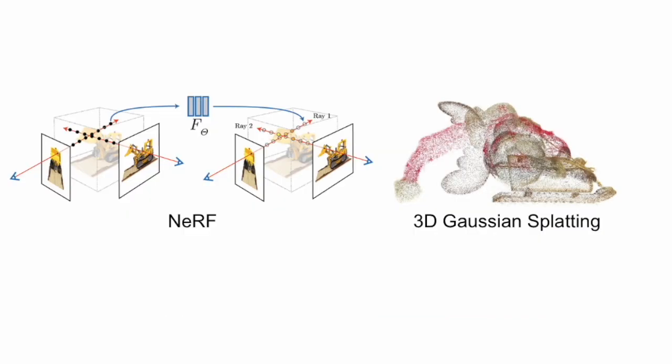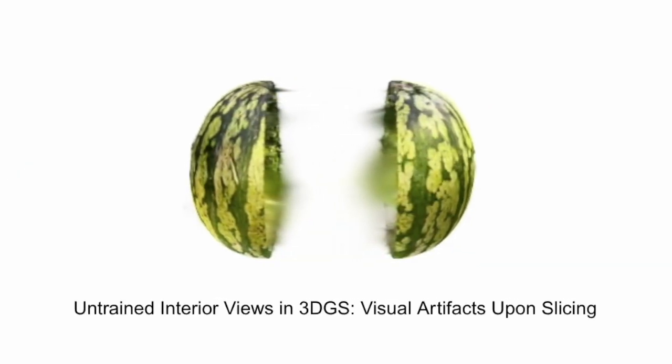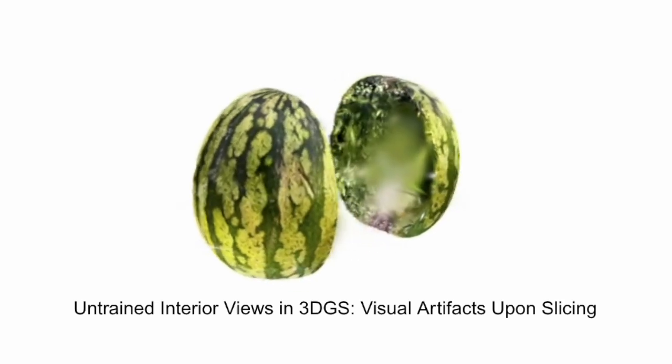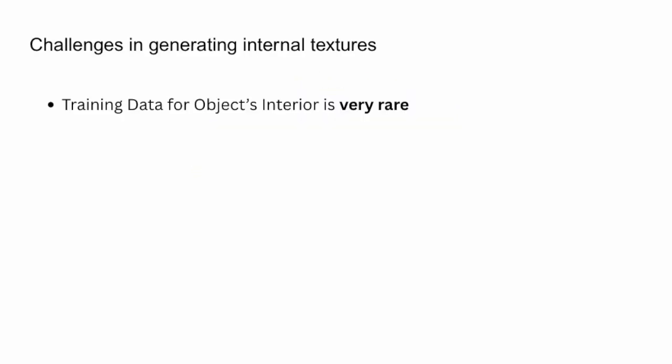However, current 3D modeling techniques, such as neural radiance fields and 3D Gaussian splatting, are trained primarily on external views. These methods capture only surface appearance and ignore internal structures. As a result, when geometric transformations expose interior regions, the models often produce significant artifacts that break realism and visual coherence. Now let's look at the challenges of this problem.